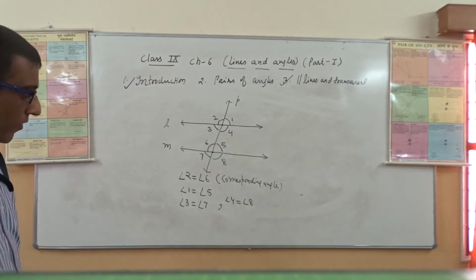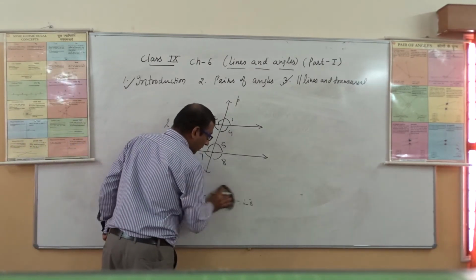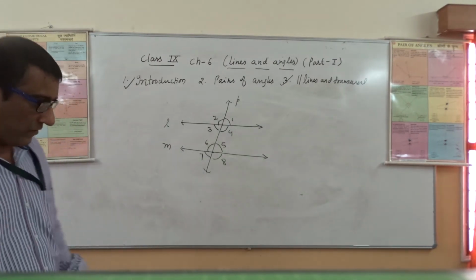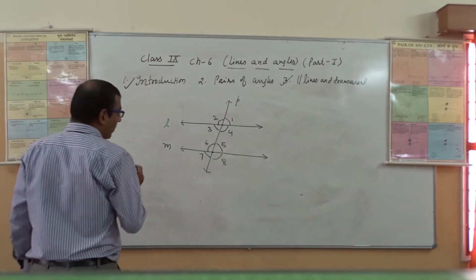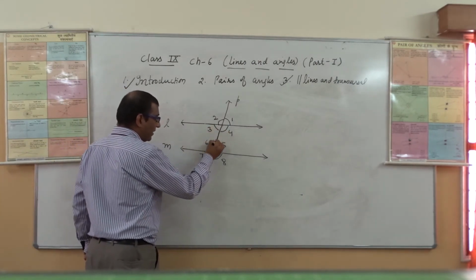After these corresponding angles, we will come to the next point. With the help of this diagram, we will identify so many angles. Okay, now we will come to the next concept. If you see, a Z shape is there.